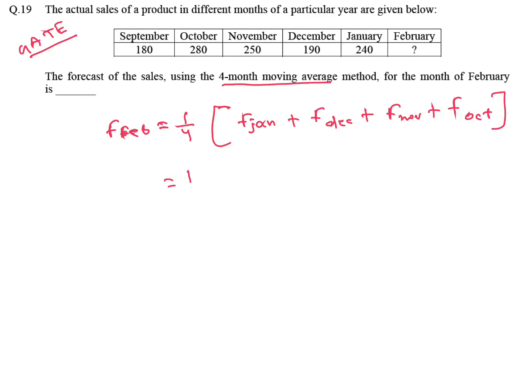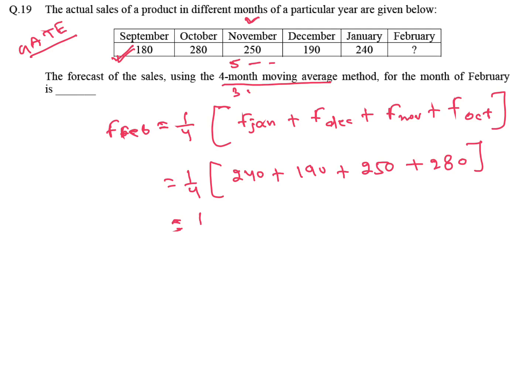So 1 by 4 into, for January it's 240, for December it's 190, plus November it's 250, October is 290. If they mention a 5-month moving average, then you have to consider September also. If they mention 3 months, then you have to stop at November, December and January. So here you will get 1 by 4 into 960. 240 is the answer.